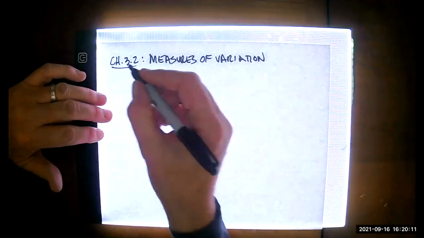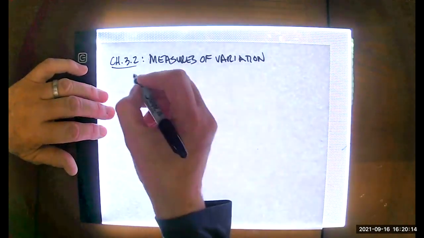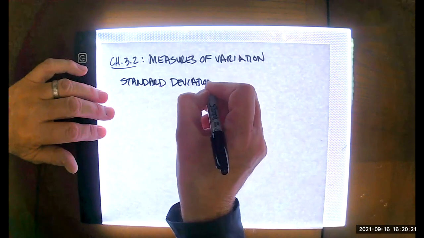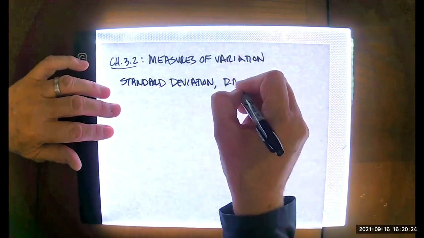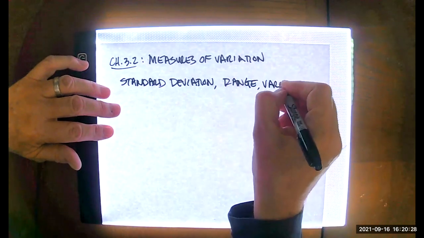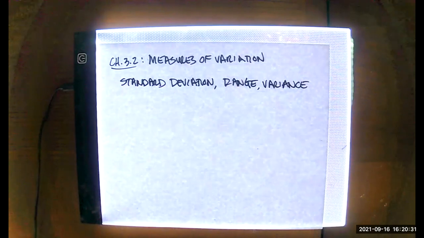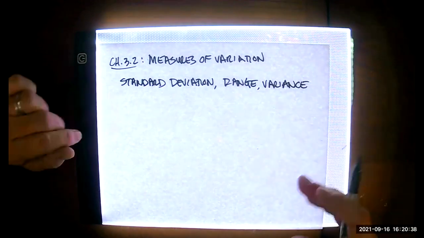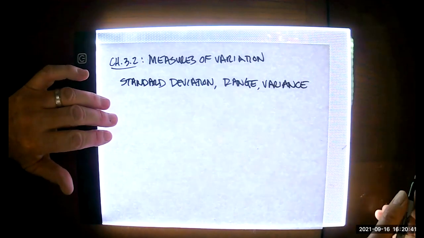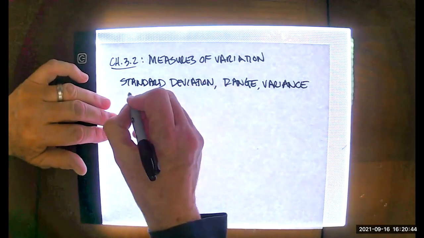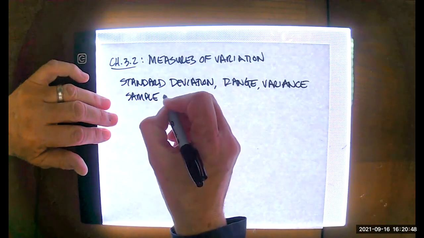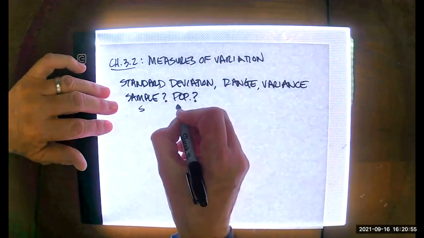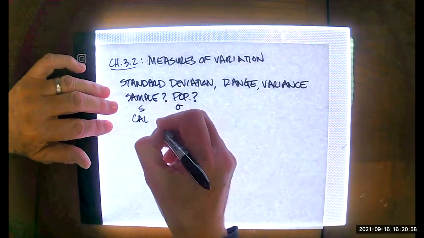Now, we have a couple of them. We have the standard deviation, we have the range, and we have the variance. All of them are found by your calculator either directly or with a bit of work. The standard deviation, you need to make sure whether you are working with a sample or a population. There are different numbers there. That's S and that's sigma. And we use our calculator to do that.